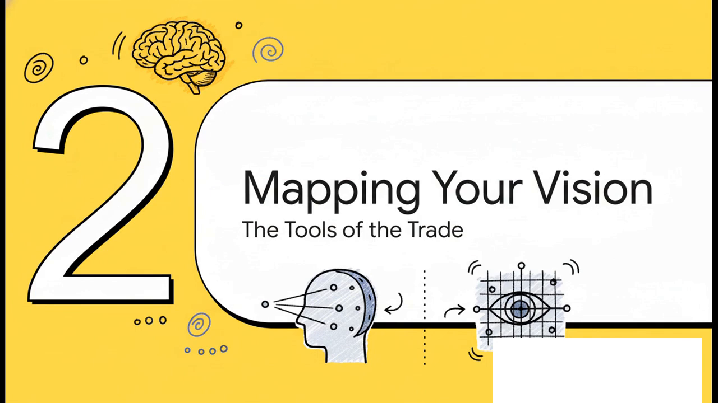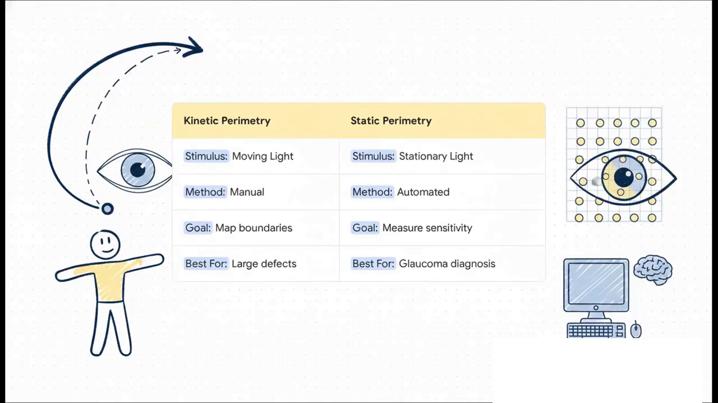So now that we know the shape of the territory, how do clinicians actually map it? I mean, how do they find the borders of this invisible field? Well, it really comes down to two main techniques. The classic way is called kinetic perimetry. Think of it as manually drawing the border. An examiner literally moves a little light from the outside in until you go, yep, I see it.